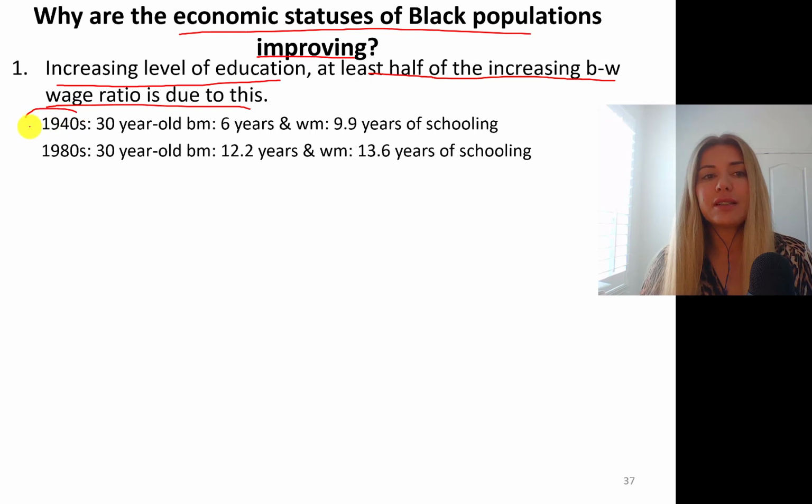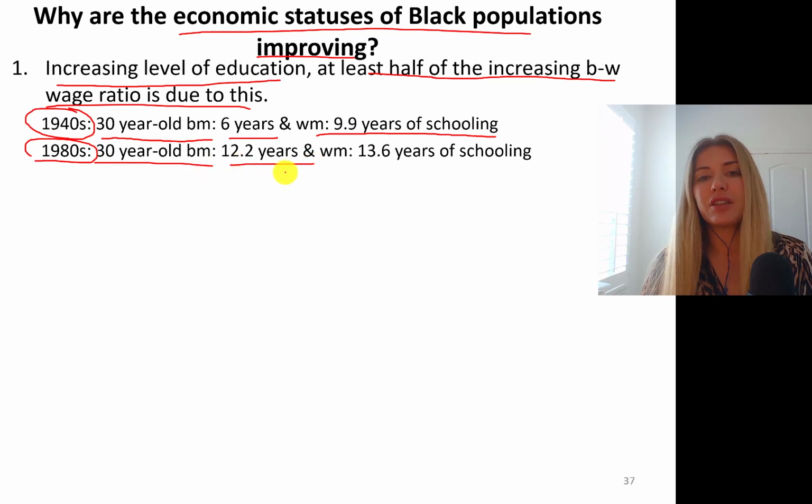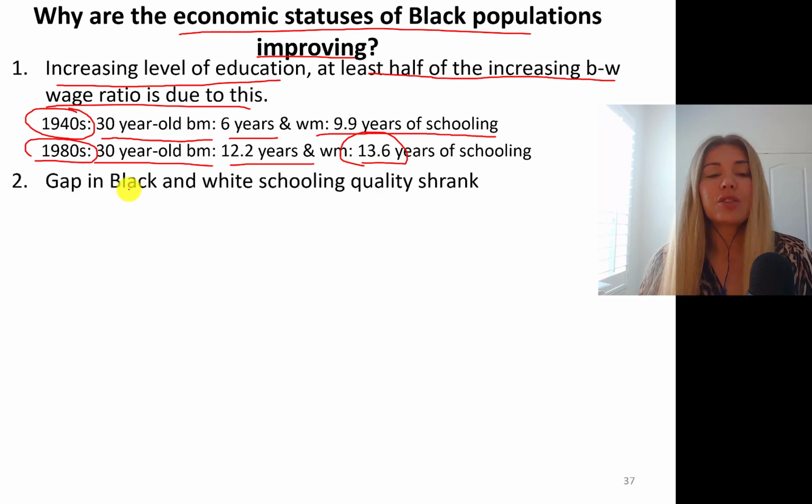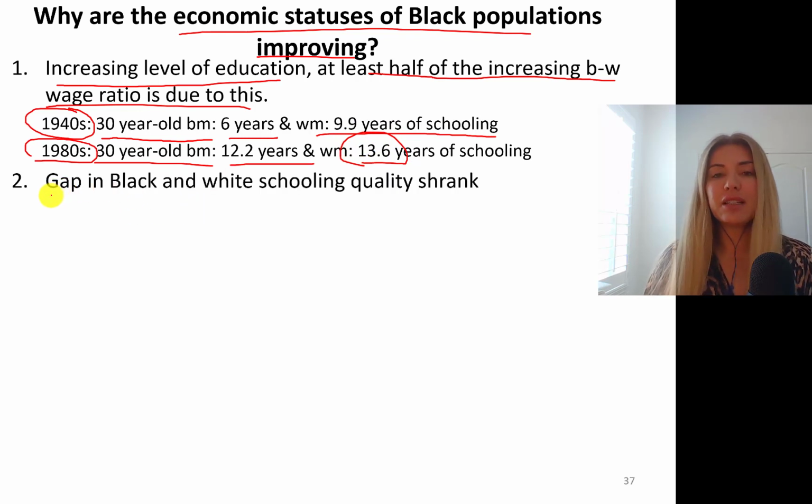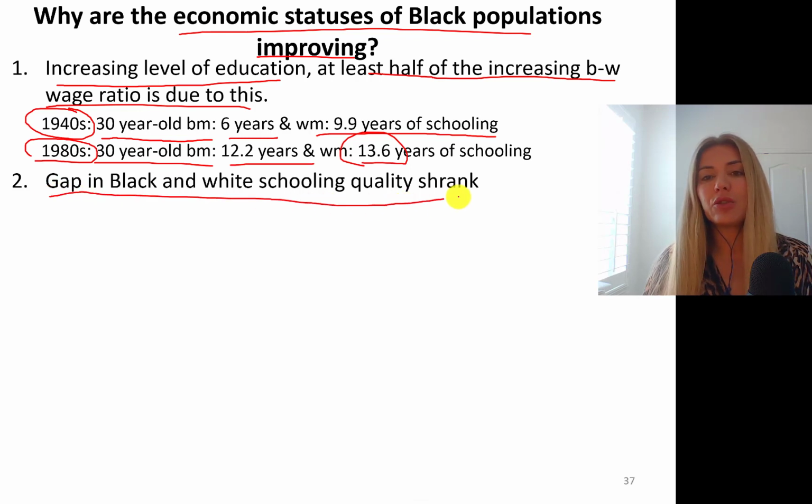In the 1940s, so these are very dark times, a 30-year-old black man had 6 years of education. A black woman had 9.9 years of schooling. Today, not today, the 1980s, a 30-year-old black man had more than doubled his education. Women had some college, right? Almost an associate degree. Another reason why there has been an improvement is that the gap in black and white schooling quality shrank. So for the schools attended, there has been a convergence, okay?